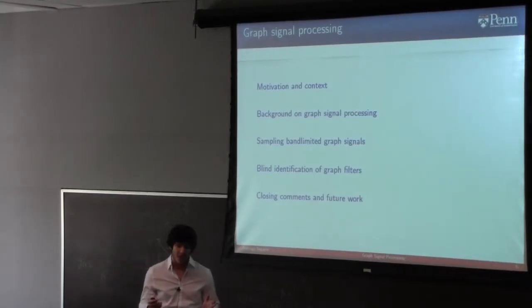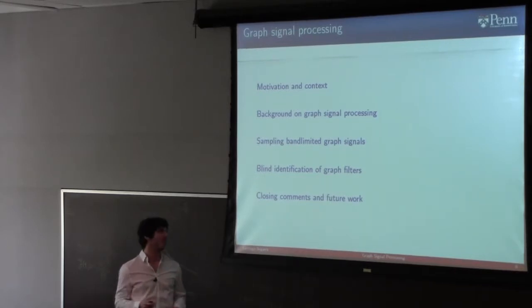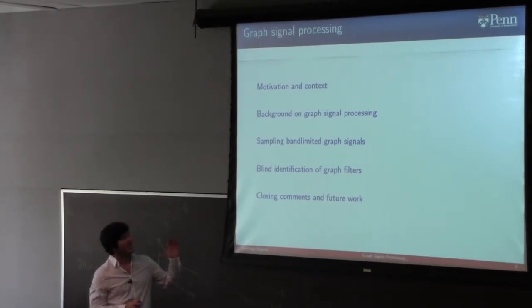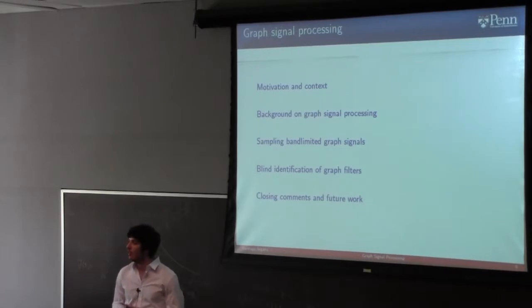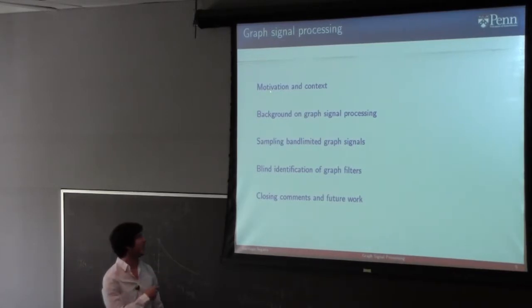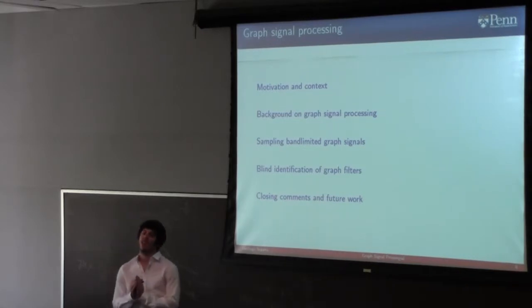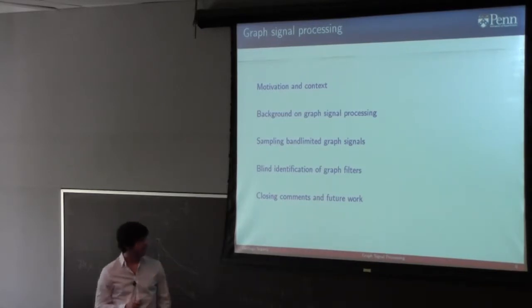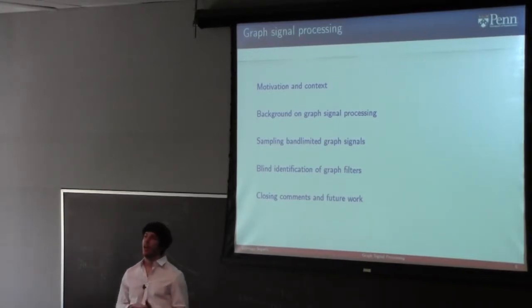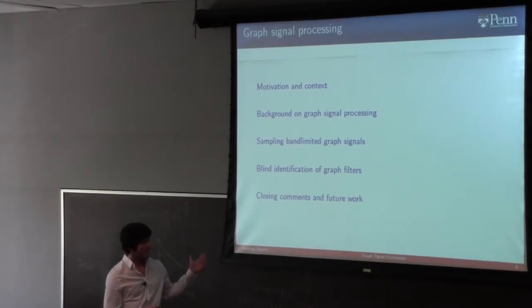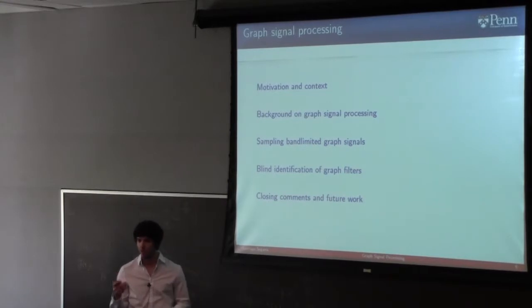Okay, so the agenda for today is just a little bit of motivation, which hopefully you're already well motivated to understand graph signal processing. Then I'm going to introduce a few building blocks of what graph signal processing is, so graph signal processing 101 here, and then we will delve into two particular problems: sampling and blind identification, which are problems to which we have contributed, and that I believe are good examples to illustrate the basic concept of graph signal processing, and then just finish with concluding remarks on future research avenues.